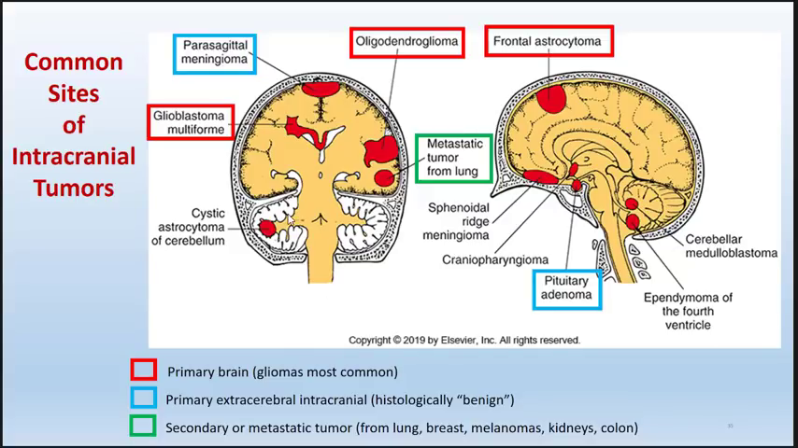This is just another image showing you what we discussed on the last slide, the different types of tumors. The gliomas here represented in red, glioblastoma multiforme, oligodendroglioma, and frontal astrocytoma, are examples of primary brain tumors. Remember, these are intracerebral. The primary extracerebral, we have a meningioma as an example, and pituitary adenoma, and these are usually benign. And then, of course, metastatic tumor, in this case, that has spread from the lung, but really any organ that is infected with cancer could spread to the brain.